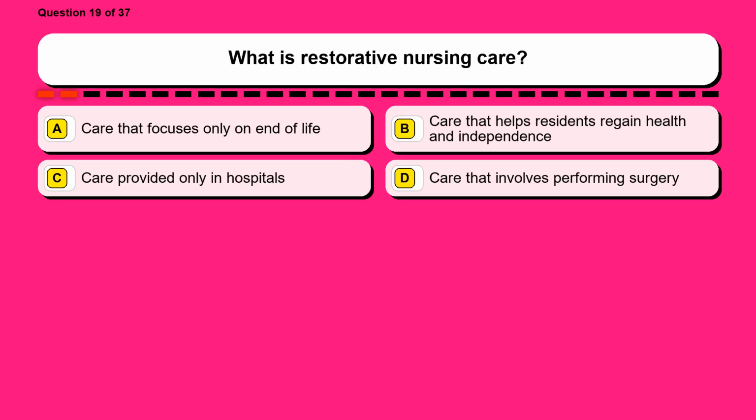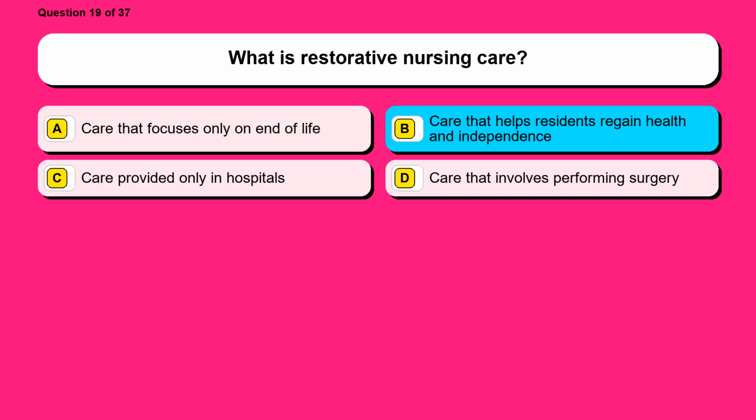Question 19. What is restorative nursing care? Option A. Care that focuses only on end of life. Option B. Care that helps residents regain health and independence. Option C. Care provided only in hospitals. Option D. Care that involves performing surgery.